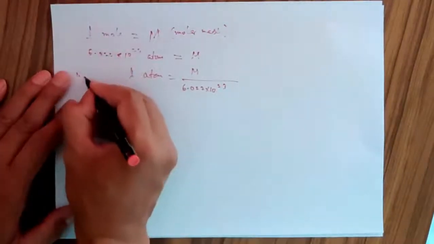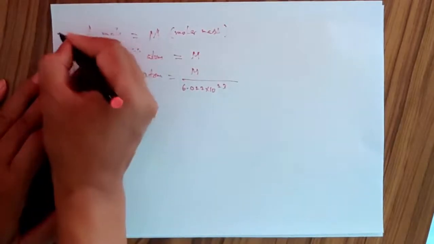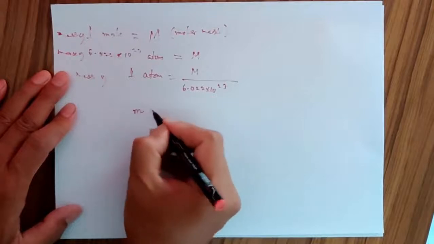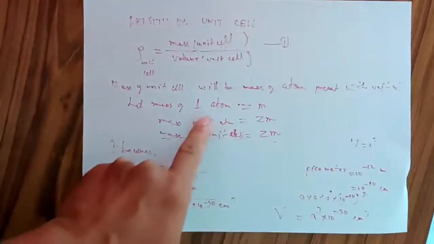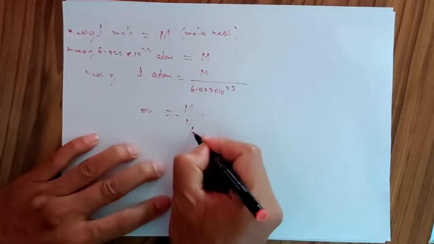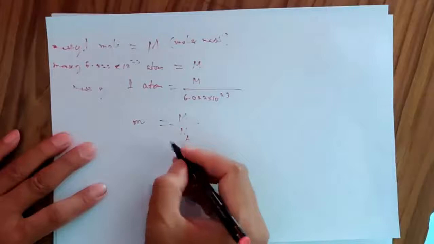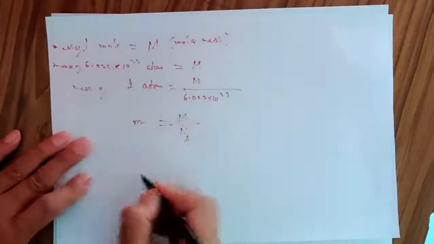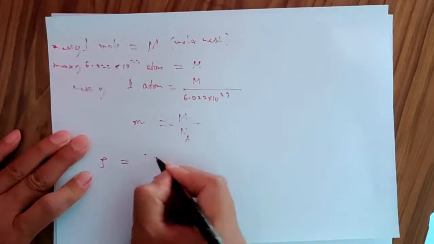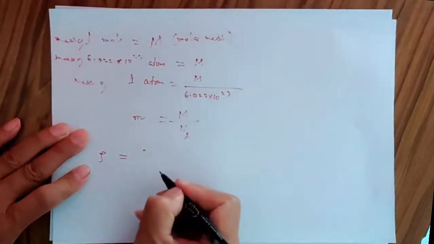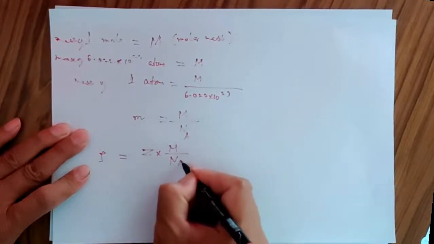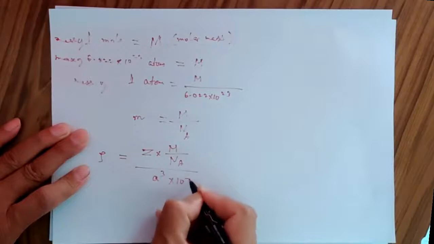The mass of 1 mole is M, so the mass of 1 atom, represented by small m, is given by M divided by Avogadro's number, with symbol N subscript A. Putting this m value in equation 1, Z into small m becomes Z times M by N A, divided by a cube into 10 to the power minus 30.